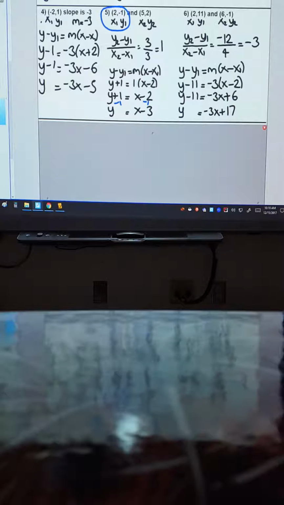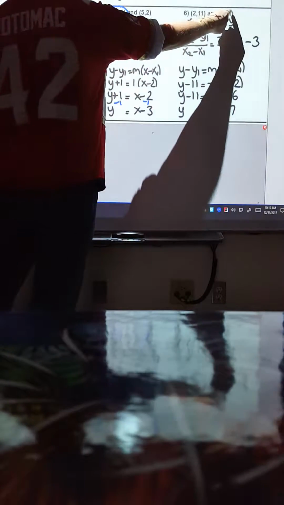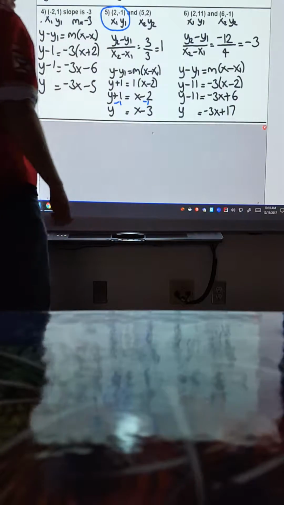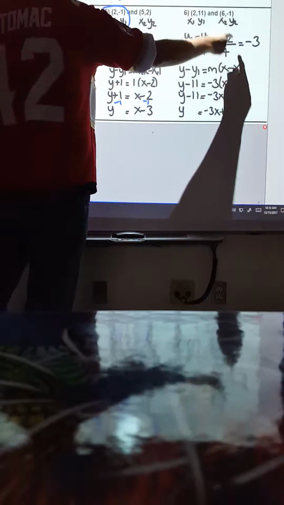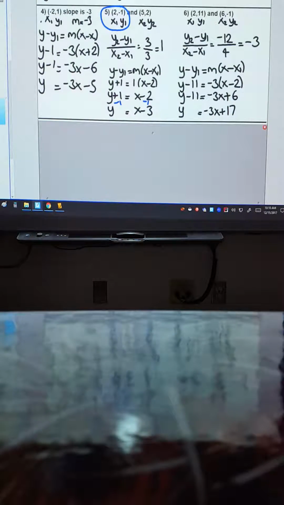Question 6 is very similar. We have 2 coordinates again, so we're going to find the slope first. Using this formula, so y2 minus y1, -1 take away 11 is -12. x2 minus x1, 6 take away 2 is 4. And then we're going to simplify it again for our slope.